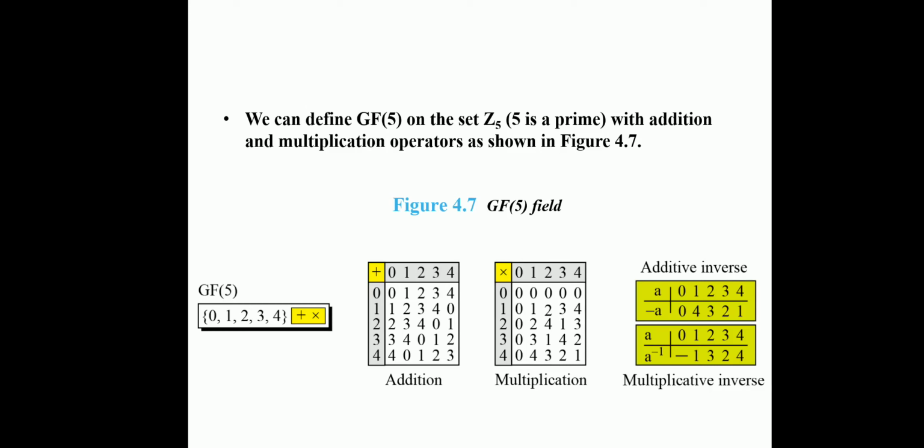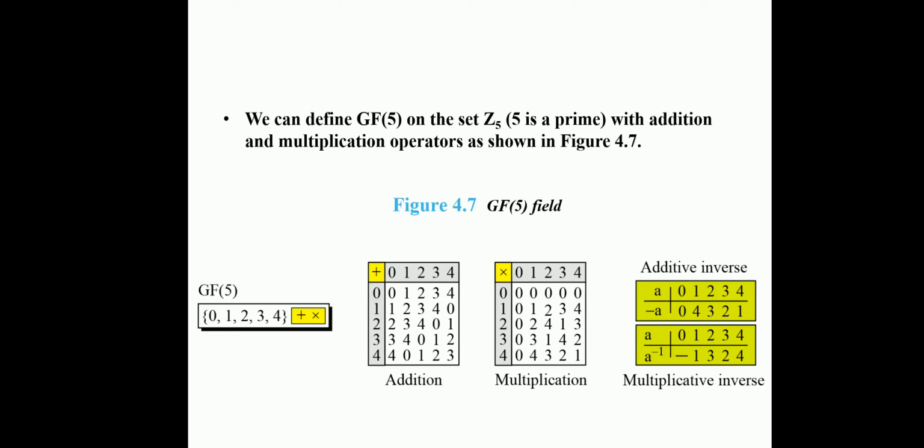Next we can find the multiplication table for this Galois field of 5. For that we can write 5 columns, from 0 to 4, and 5 rows, from 0 to 4. Then we can find the remainder of i into j by 5. So for 0, if you find the multiplication with all the elements, you will get 0. So only the non-zero elements we need to find.